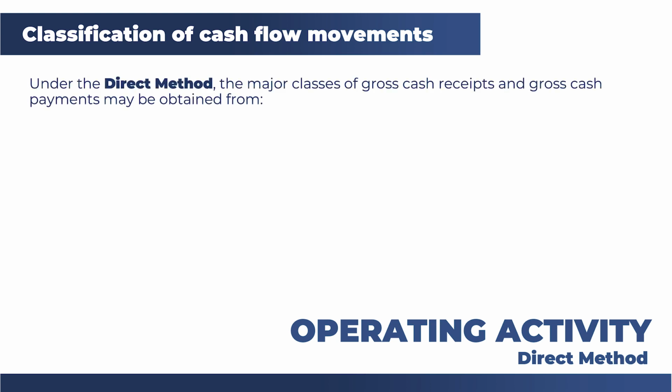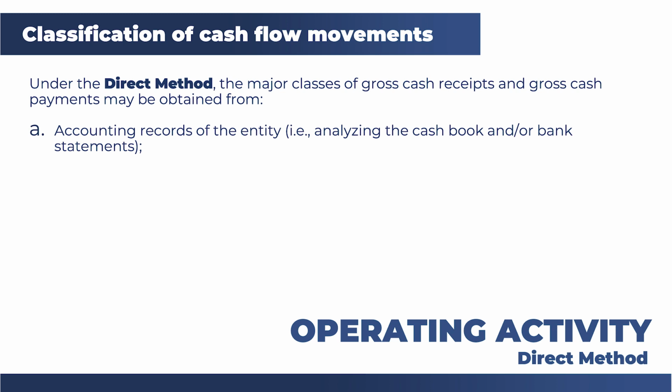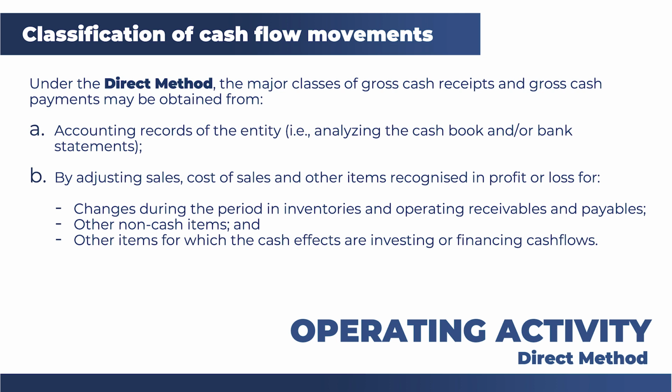Under the direct method, the major classes of gross cash receipts and gross cash payments can be obtained from 2 ways. Number 1, you can use the accounting records of the entity by analyzing the cash book and our bank statements. And number 2, by adjusting sales, cost of sales, and other items recognized in the profit or loss for changes during the period in inventories and operating receivables and payables, other non-cash items, and other items for which the cash effects are investing or financing cash flows.